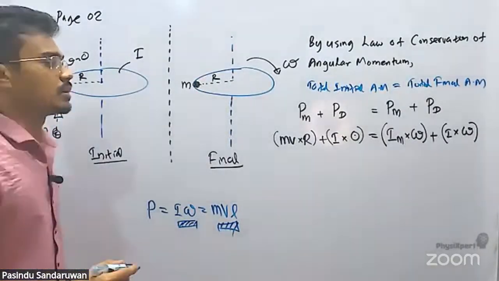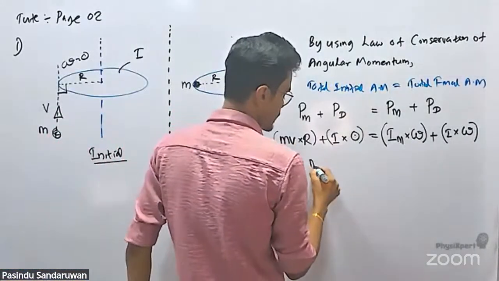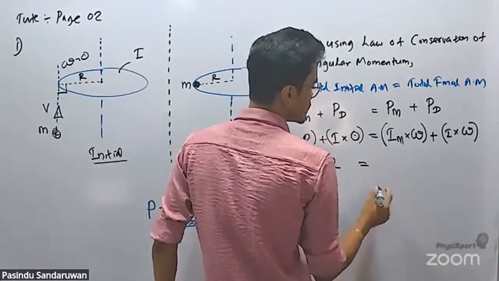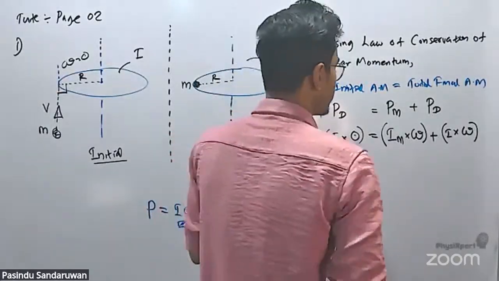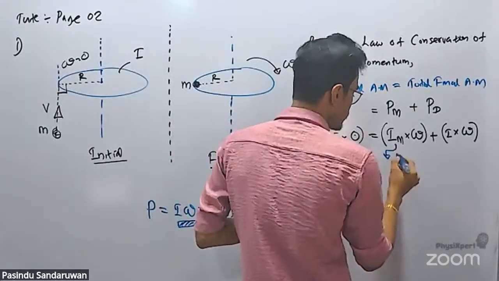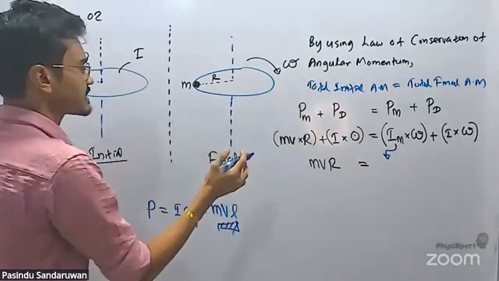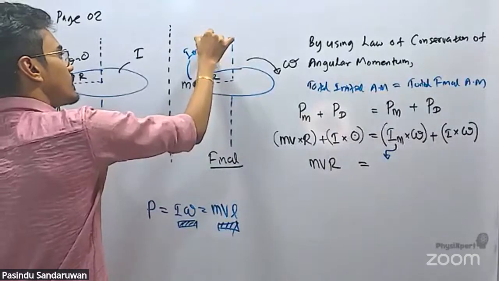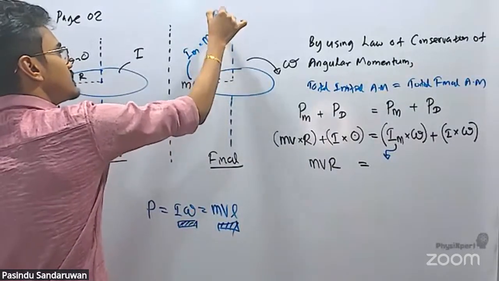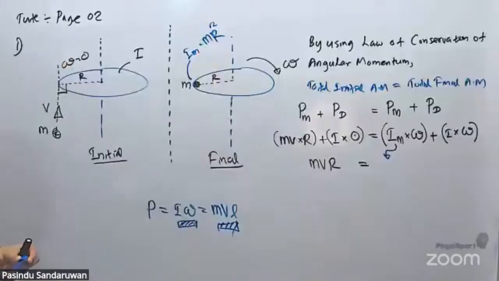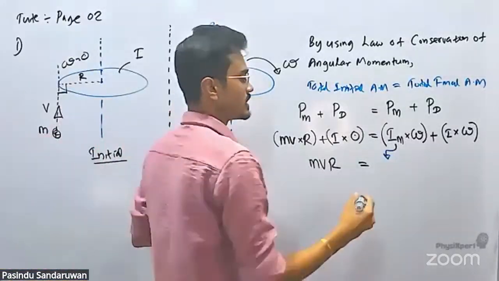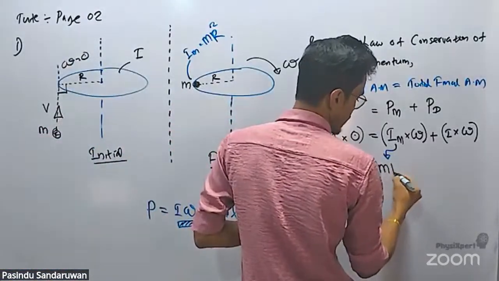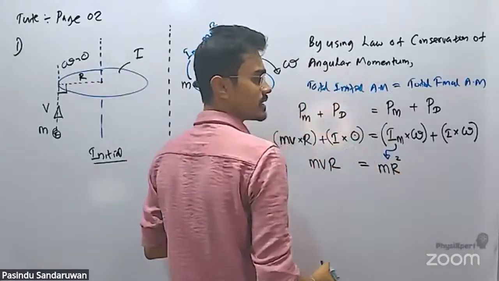Now simplify this. This is MVR equals I omega. This is about an external axis, no? If there is an external axis, you can easily expand this as MR squared. We just learned this in moment of inertia.